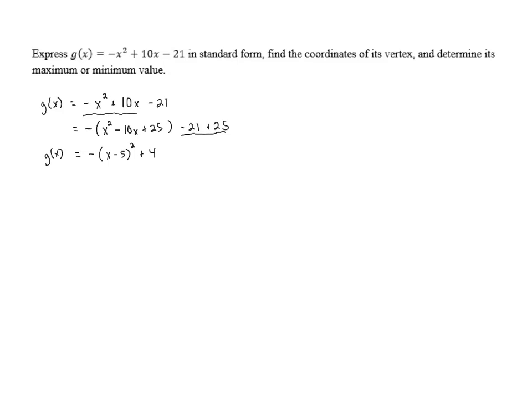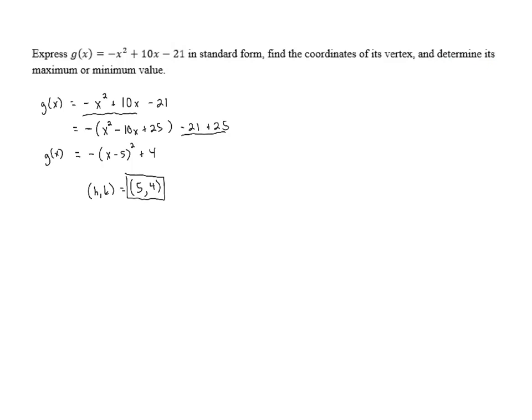We can find the coordinates of the vertex. Remember, we get those from h comma k. H is the number that's being subtracted from x. In this case, that's 5. So the x coordinate of the vertex is 5. The y-coordinate comes from k, which is the constant term that's being added at the end. In this case, that is 4. So the vertex here has coordinates 5, 4.